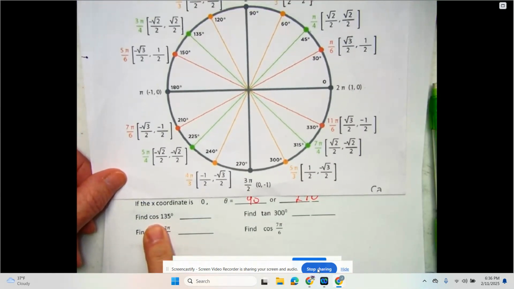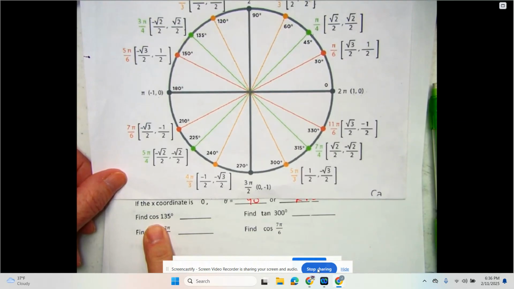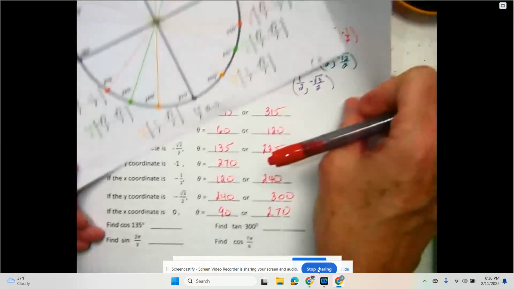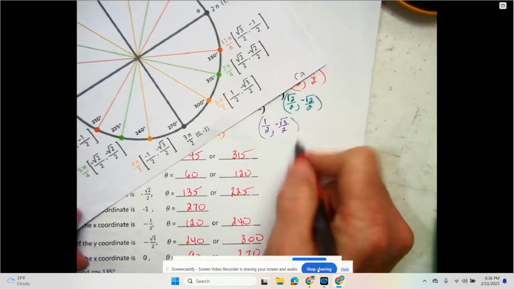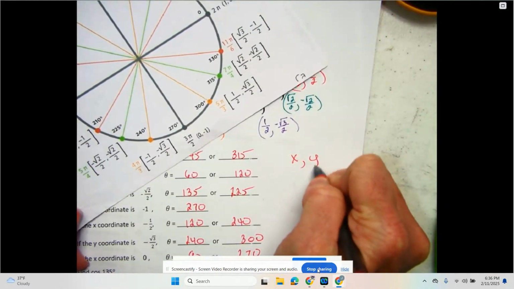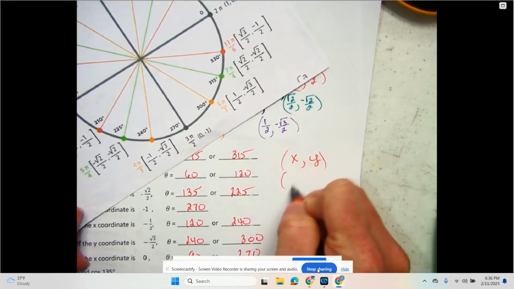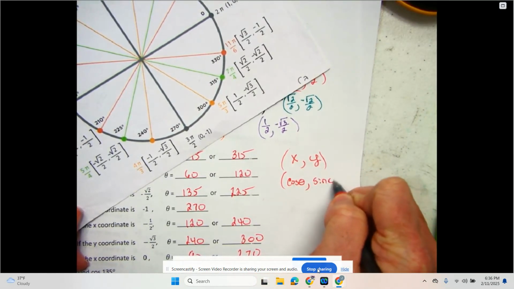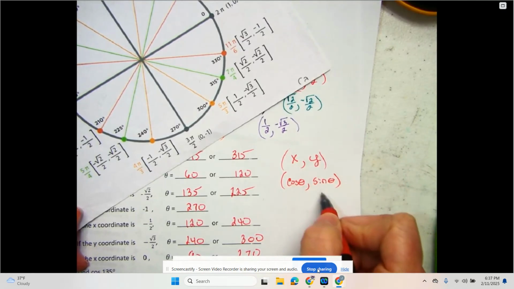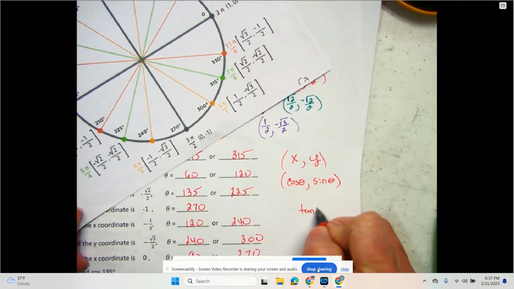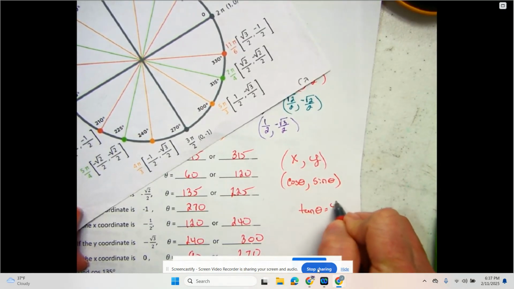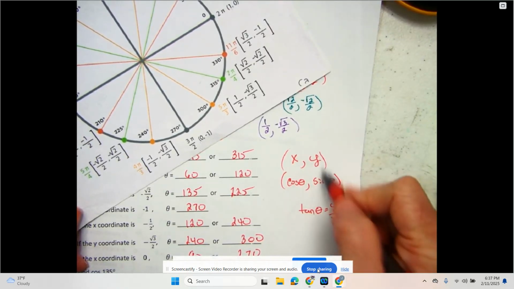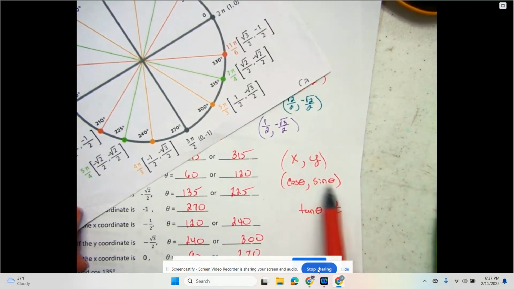If the cosine is 135 degrees, let's think about that. Cosine is the x value. So write that over here. You have x, y. You have cosine of theta, sine of theta. Cosine is x, sine is y. And what is tangent? Y over x. So cosine is x, sine is y, alphabetical order, x, y, cosine, sine.